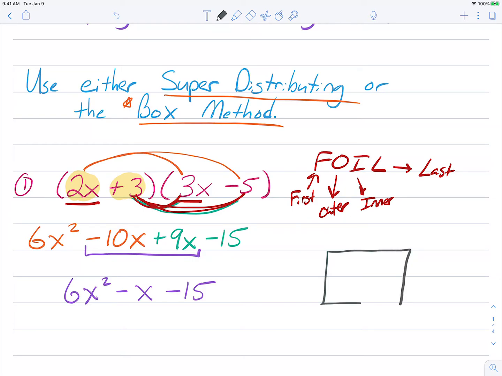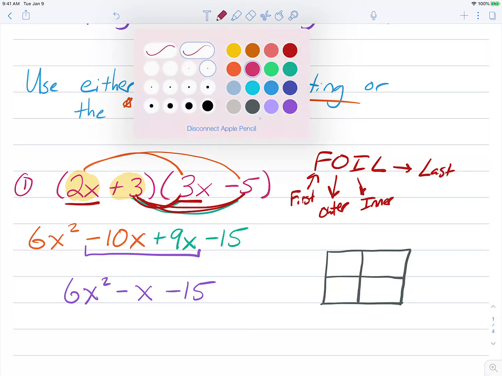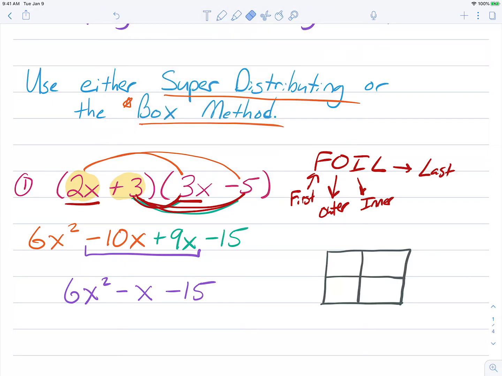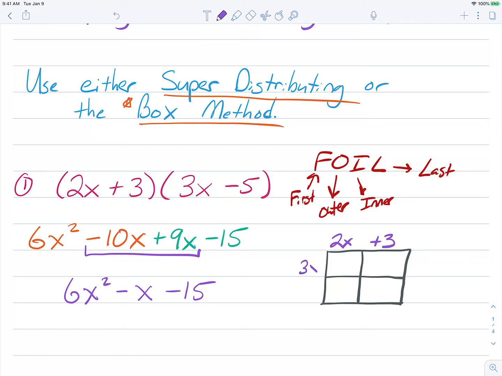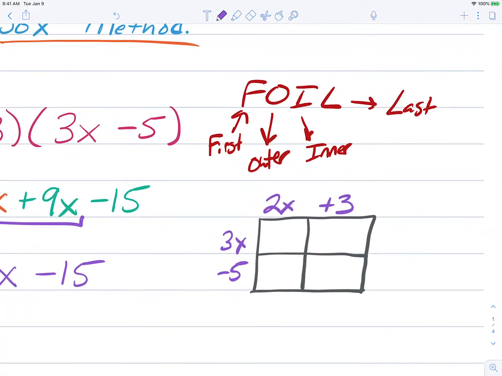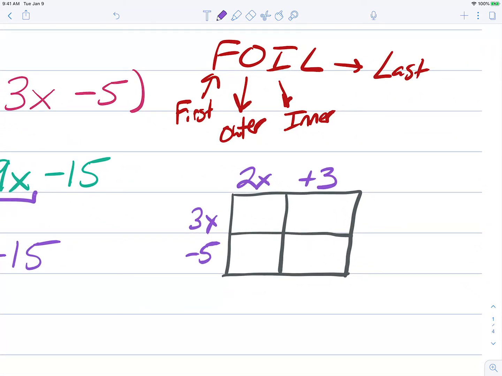And I'm going to show you this because when we start doing factoring, you will be using a box. Now let's just say that we had just started this problem, and I would be multiplying 2x plus 3 by 3x minus 5. In my box, what I can do is I'm going to write the first binomial, 2x and a plus 3, on the top of the box, and 3x minus 5 on the side of the box. And if you'll notice, each part of the box has one term.